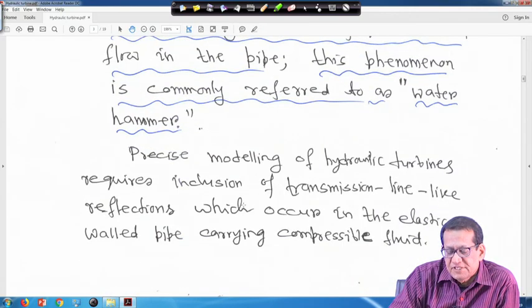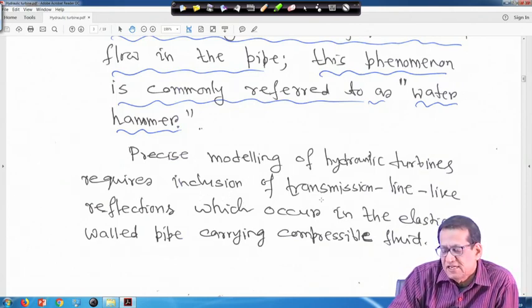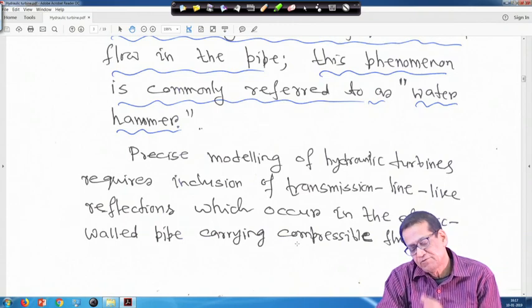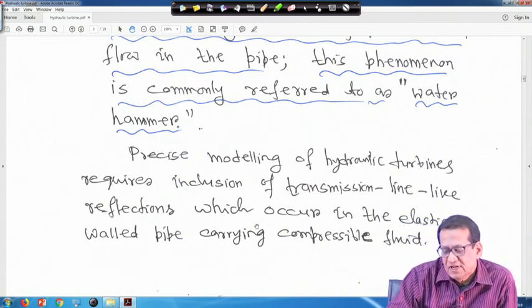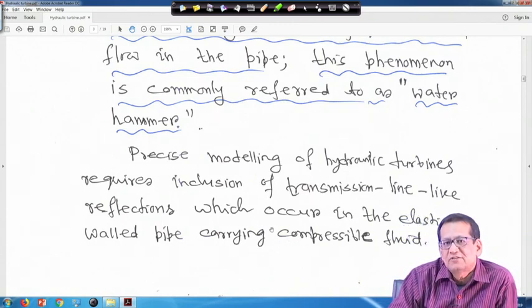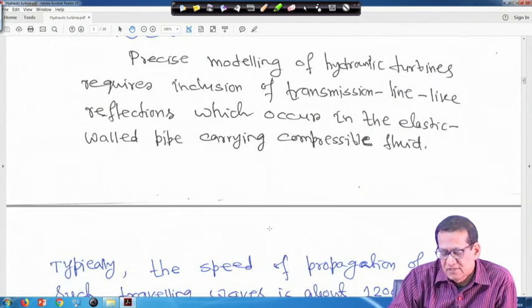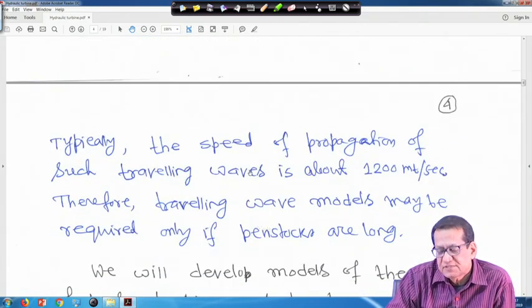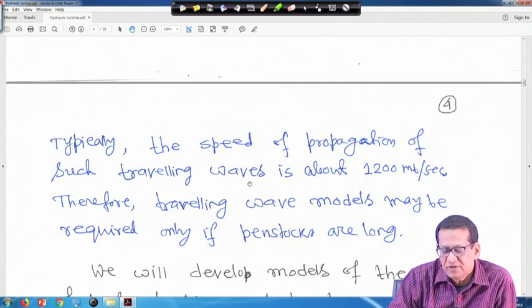Precise modeling of hydraulic turbines requires inclusion of transmission line like reflections which occur in the elastic wall pipe carrying compressible fluid. But we will see the simplest model. Typically the speed of propagation of such travelling waves is about 1200 meters per second. Therefore, travelling wave models may be required only if penstocks are long.